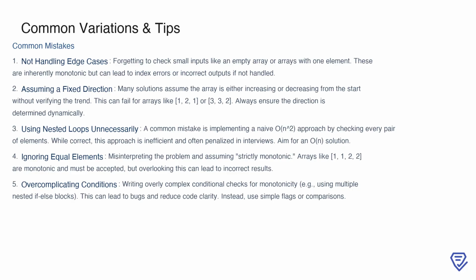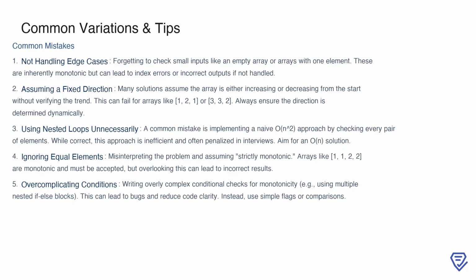Another mistake is assuming the array has a fixed direction, like always increasing or always decreasing, without first verifying the trend dynamically. This could lead to failure in cases like 1, 2, 1, or 3, 3, 2, where the trend isn't consistent from the start.